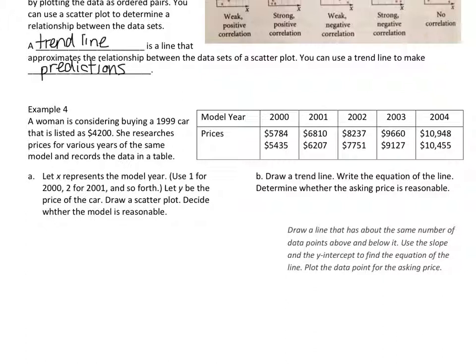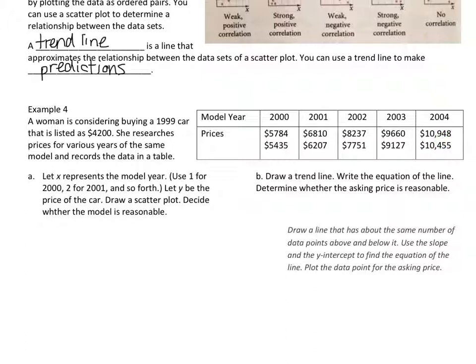A woman is considering buying a 1999 car that is listed as $4,200. This problem may be a little old. She researches prices for various years of the same model and records the data in a table. So here is her table right here. She got the years 5 above what she wants and then got 2 prices for all of them. This is probably like a Toyota truck or something. Those keep their value really low.